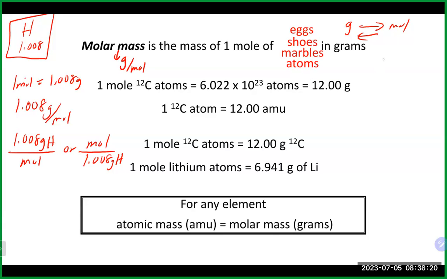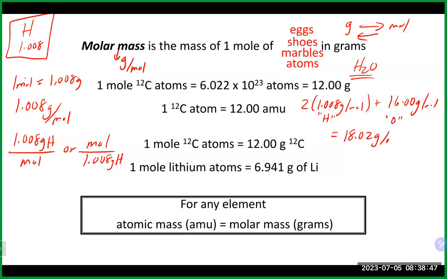So if we had something like H2O, we basically would just add up all the parts from the periodic table. So there are 2 hydrogens at 1.008 grams per mole each. That's basically our hydrogens. And there is 1 oxygen at 16 grams per mole. And that's our oxygen. That gives us a molar mass for water of 18.02 grams per mole.